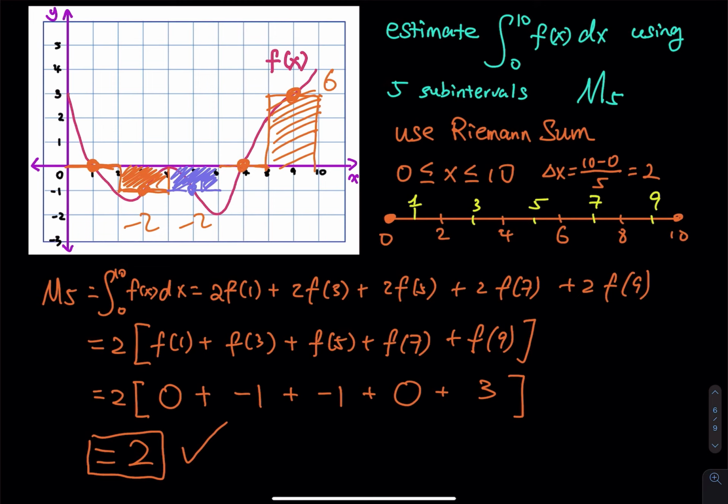So this is only an estimation, because for each rectangle, sometimes we have underestimate, sometimes we have overestimate. So using the Riemann sum, that gives you an estimation only. If you want the exact answer, you will have to integrate the function. Regarding how to integrate the function using calculus, we will discuss that in the next lesson. Because in this lesson, I would like to focus on the Riemann sum only.